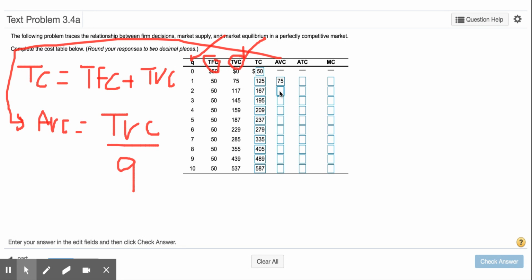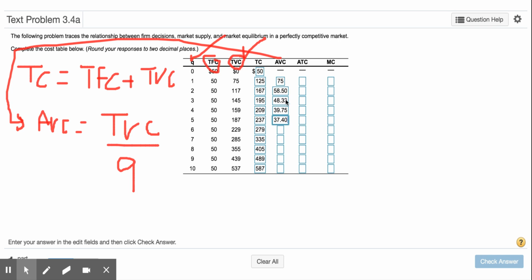117 divided by 2 is 58.50. 145 divided by 3 is 48.33. 159 divided by 4, that's 39.75. 187 divided by 5 is 37.40.